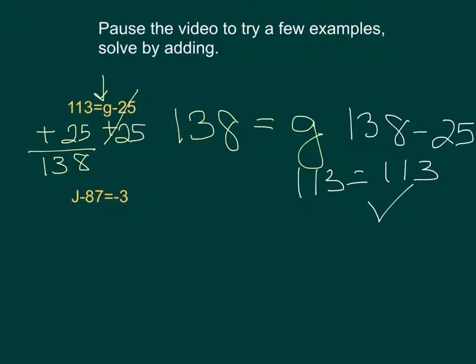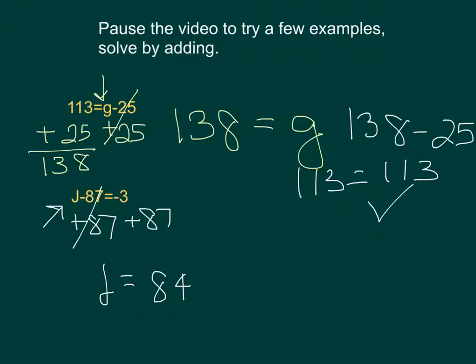j minus 87 equals negative 3. Again, you're solving for your variable. You're going to add 87 to both sides, so this one goes away. We're going to add 87 to this side. Now, remember that when you're adding negatives, you've got to really pay attention. In this case, if we add 87 to negative 3, we're actually going to get a positive 84.